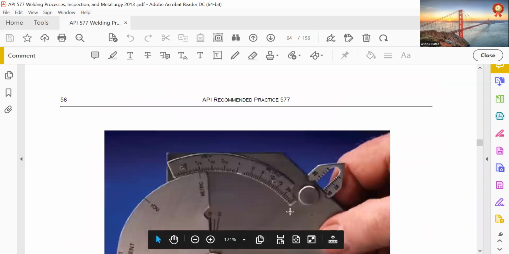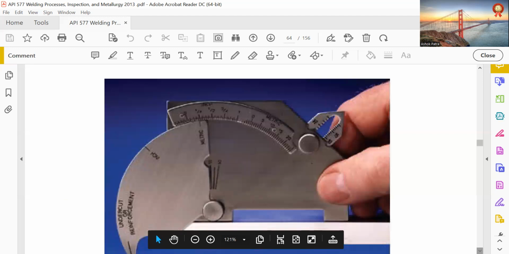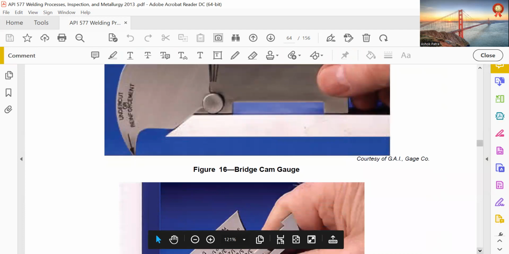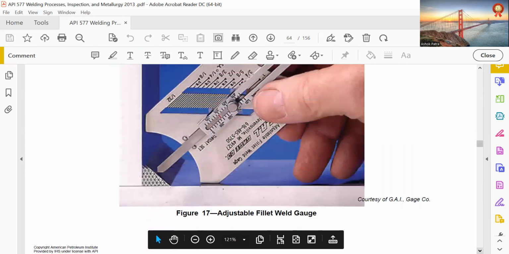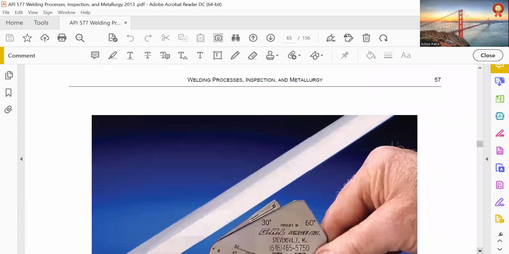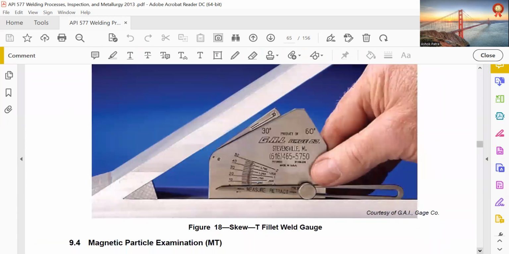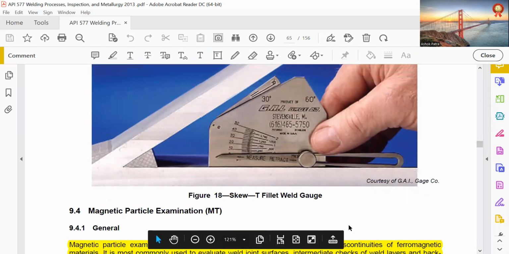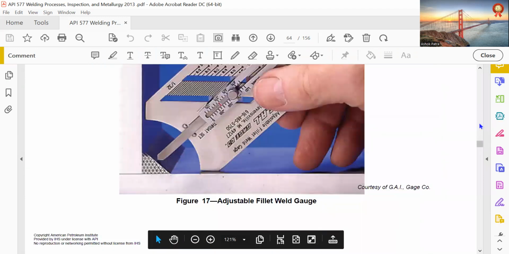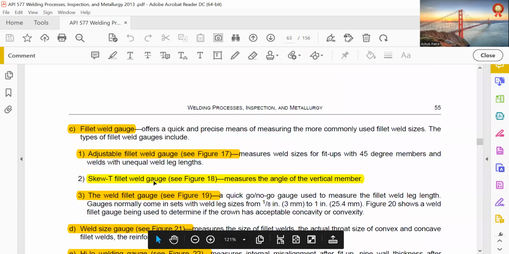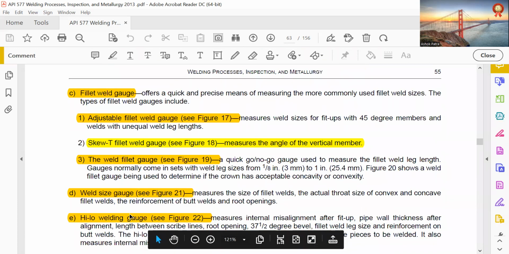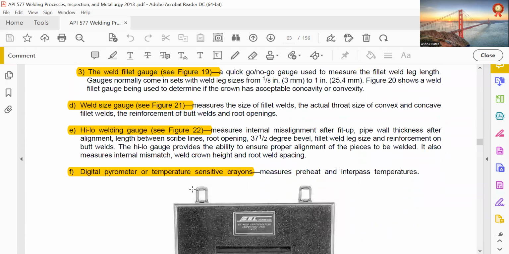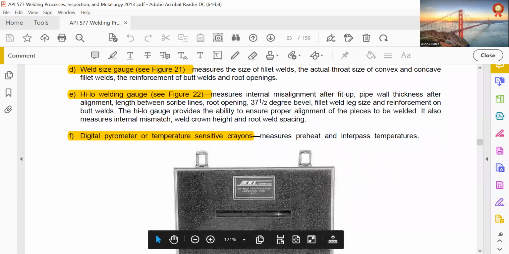The inspection kit, figure 15. The bridge cam gauge, the adjustable fillet weld gauge, the skew fillet weld gauge, the weld fillet gauge, weld size gauge, with high-low welding gauge, figure 22, digital pyrometer, temperature sensitive crayon.